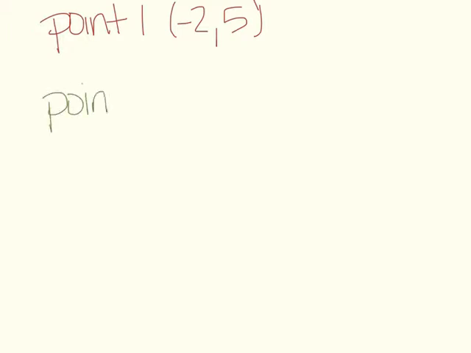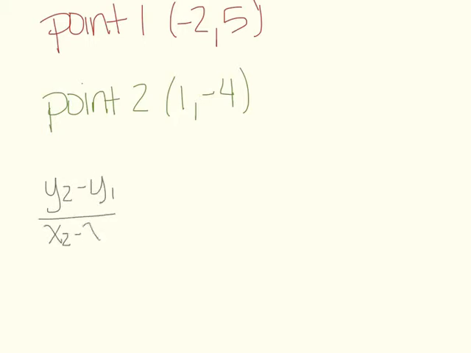So let's say that we have the points, we'll have our point 1 be a negative 2, 5. And our point 2 could be maybe at 1, negative 4. Now remember the formula that we were working with was y2 minus y1 over x2 minus x1.